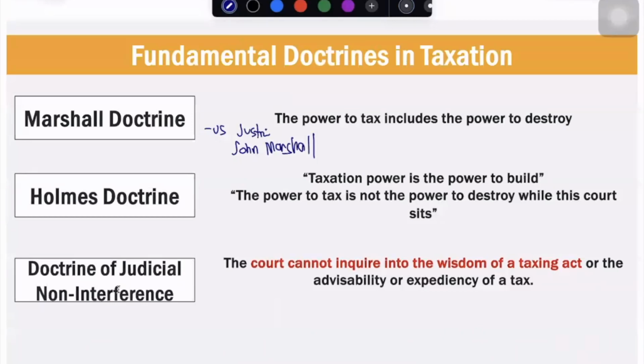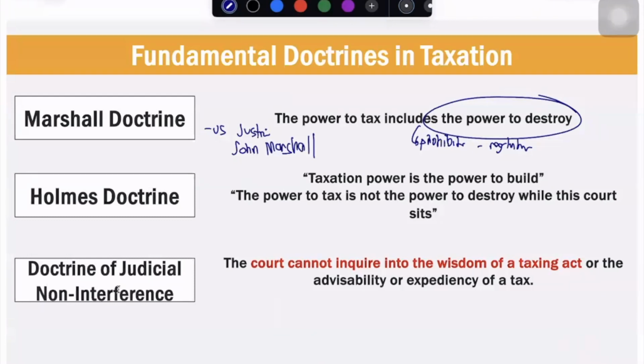We said the power of taxation can be used to implement regulation. Therefore, you can use taxation to prohibit something. So again, it is only allowed. Whenever we say power to destroy, it means prohibition only. When we say prohibition, it's more of regulation. But if ever it is to confiscate or to destroy, that is not valid.